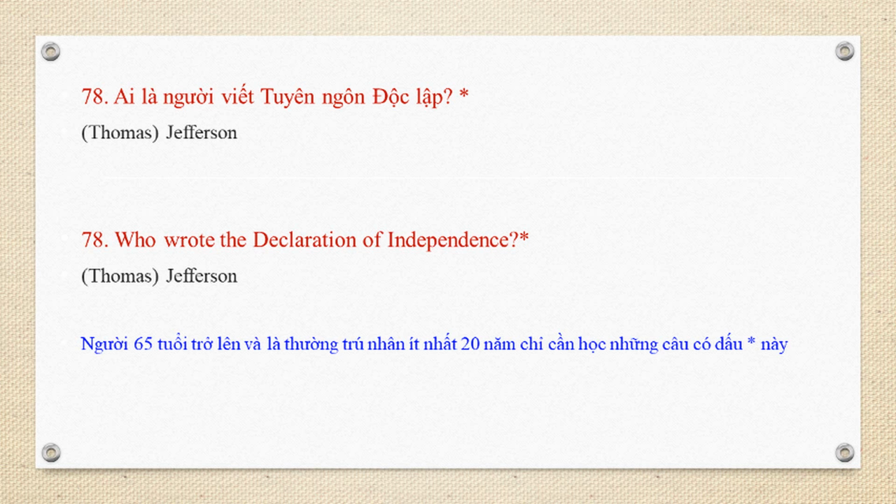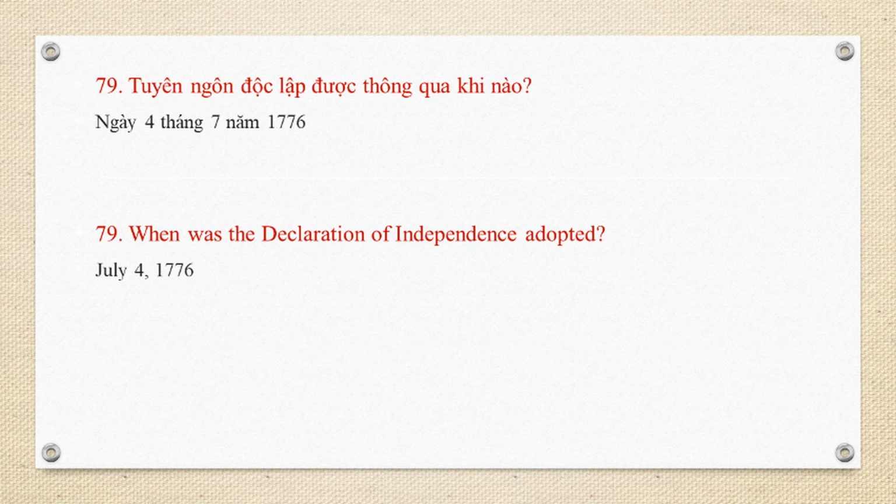78. Who wrote the Declaration of Independence? Thomas Jefferson. 79. When was the Declaration of Independence adopted? July 4th, 1776.